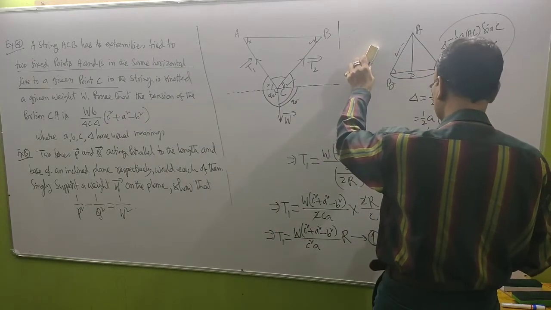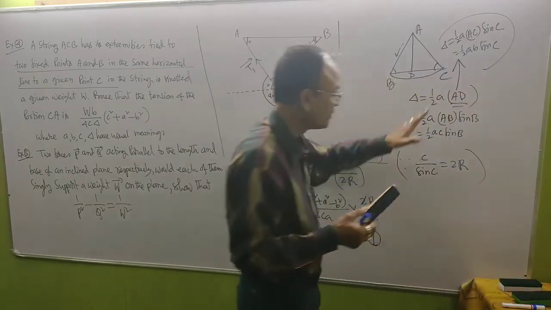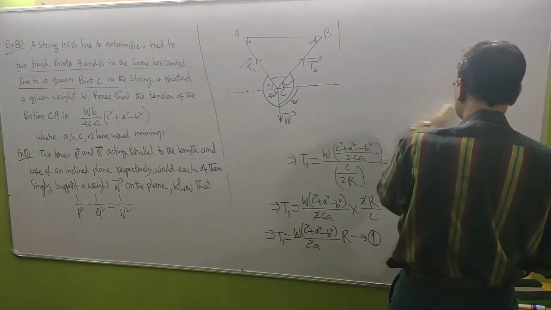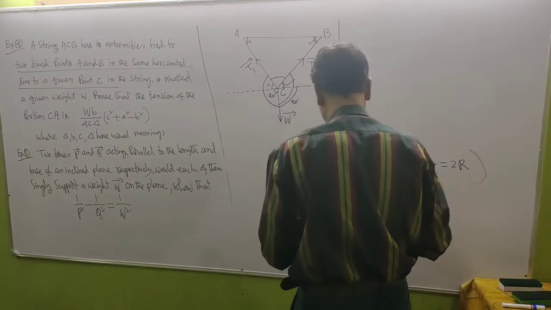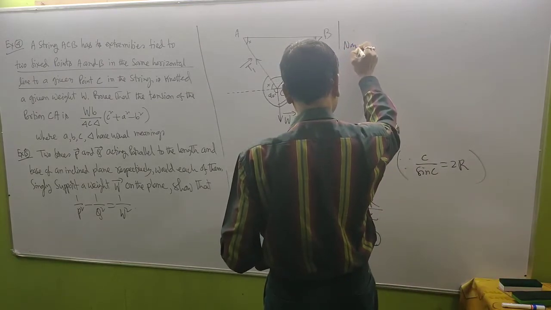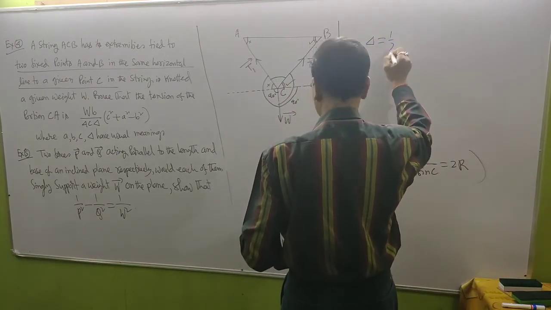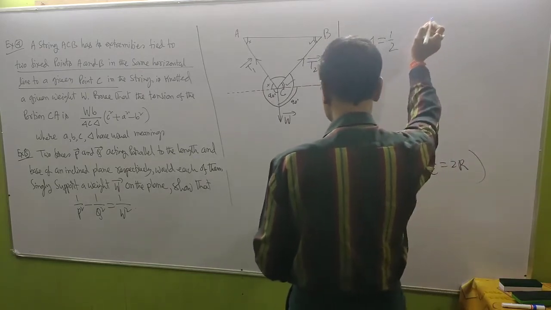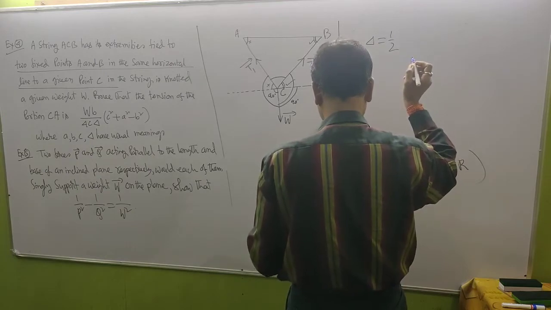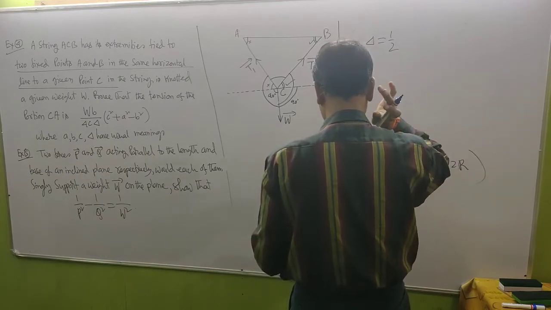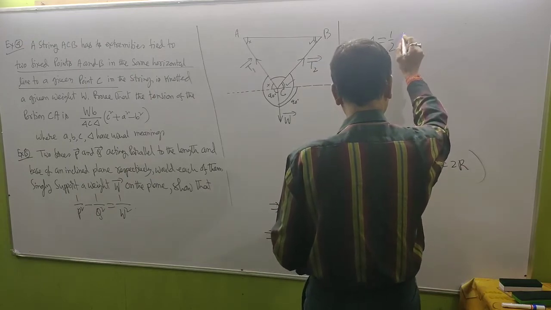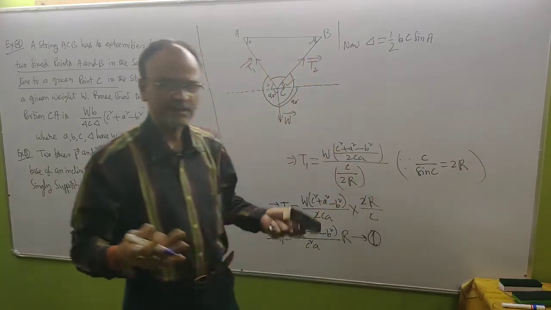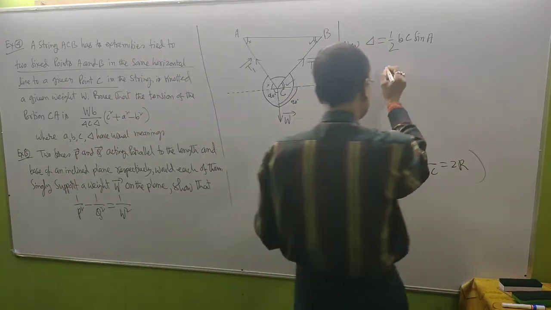Now, perhaps you have understood this one. Let me remove this. Now delta is the area of the triangle ABC. Half of AB sin C, BC sin A, like that. You may write any one of these.